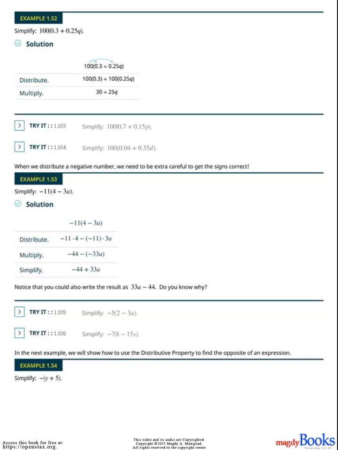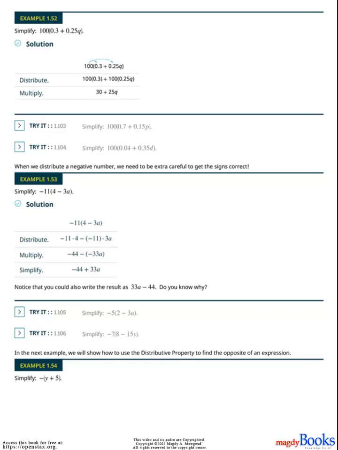Example 1.52. Simplify 100 times (0.3 plus 0.25q). Solution. 100 times (0.3 plus 0.25q). Distribute. 100 times 0.3 plus 100 times 0.25q. Multiply. 30 plus 25q.